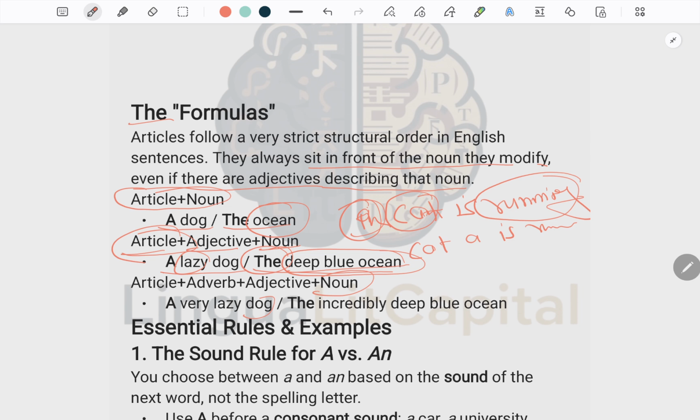Okay. If I say a very lazy dog, it means we had a lazy dog, but the quality of that lazy dog is very. In the sense, we can say a normal lazy dog or a poor lazy dog. But if I say a very lazy dog, in the sense that he is much more lazy. Another example for the definite article: the incredibly deep blue ocean. There is no limit to its deep blueness.